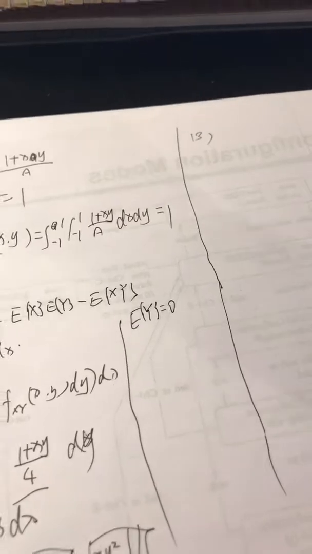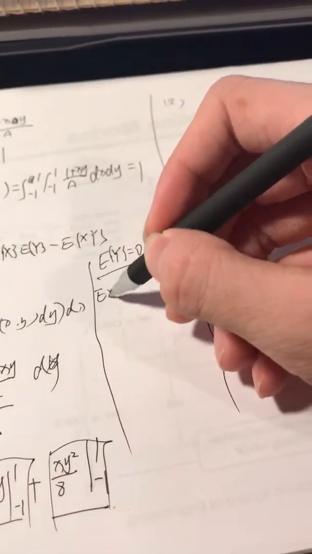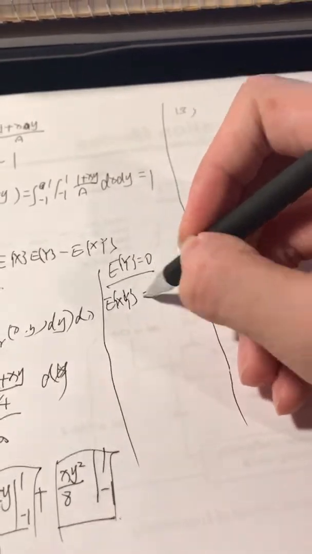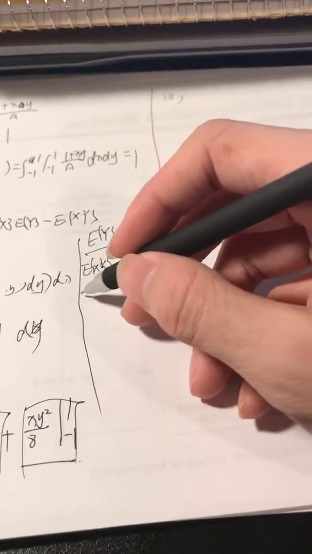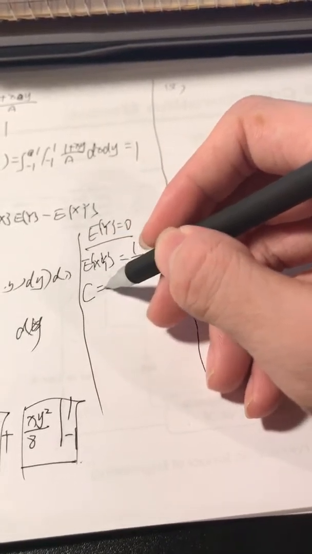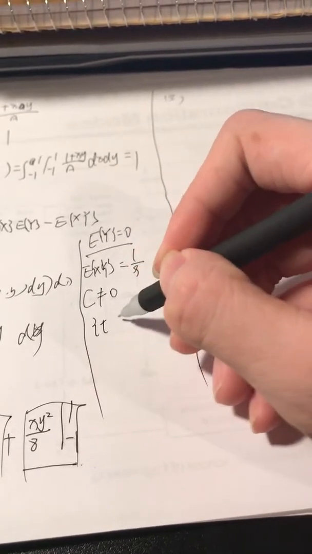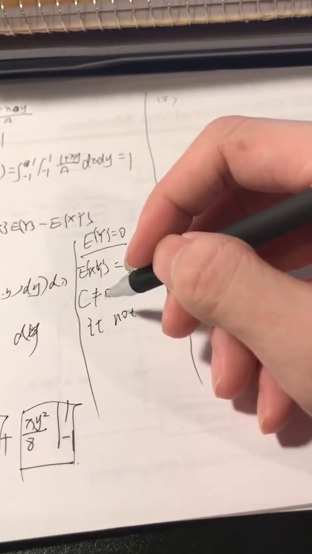Question 3. So then we can get E[X]E[Y] is 0, and we also can get E[XY] is 1 over 9. So c is not equal to 0, so X and Y are not uncorrelated.